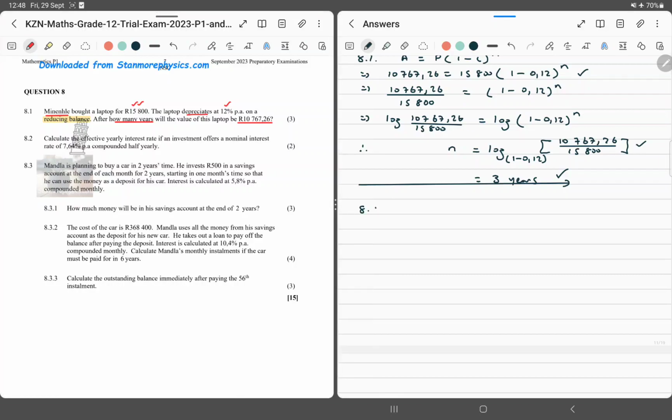So 8.2 says calculate the effective yearly interest rate. Wow, this question is crazy, is it not? If an investment offers a nominal interest of 7.64% compounded half yearly. Okay, that one is an easy one. So we know that this is 1 plus effective interest is going to be equal to 1 plus this nominal I over this compounding period, which we're going to multiply by that period.